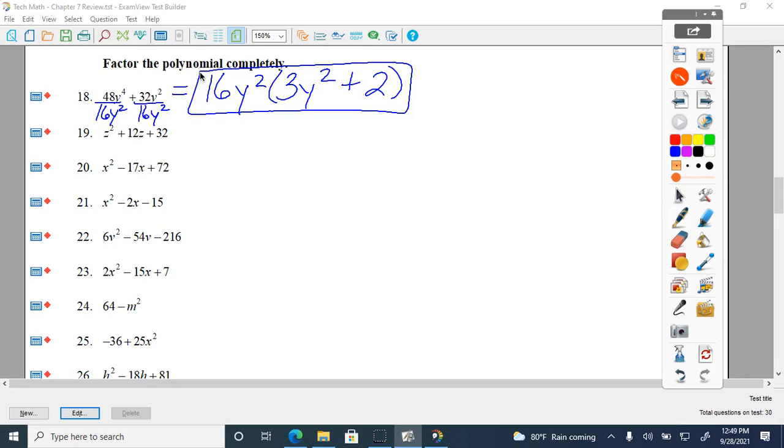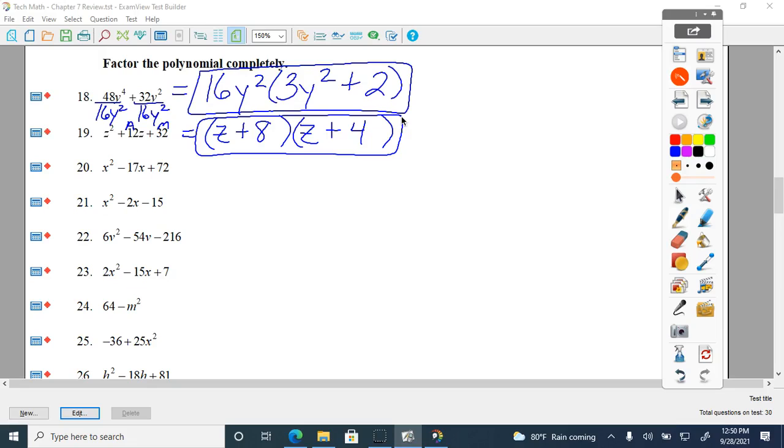19 and 20 and 21, those are just the simple ones where you're playing the game. They're already trinomials. We just got to make them into binomials times each other. So what two numbers multiply to be 32, add up to be 12? 8 and 4. So z plus 8, z plus 4. Does it matter what order you write them? No, because again, you're multiplying. It does not matter what order you multiply.